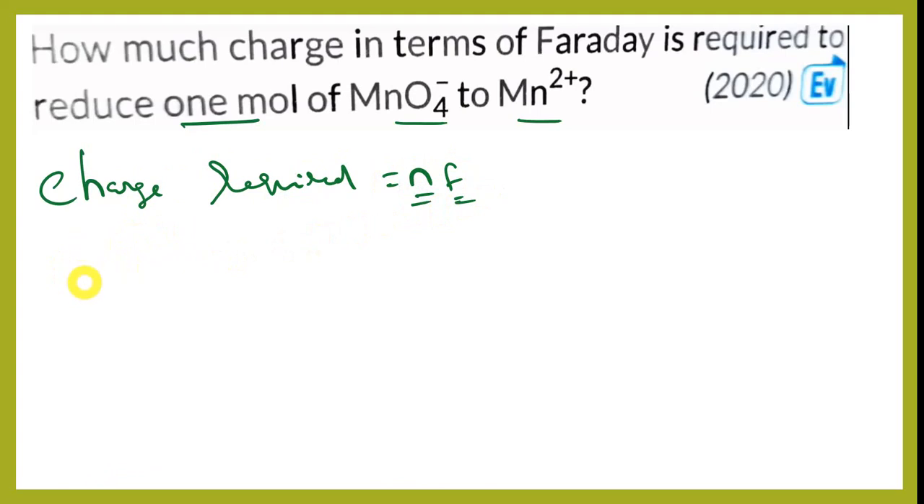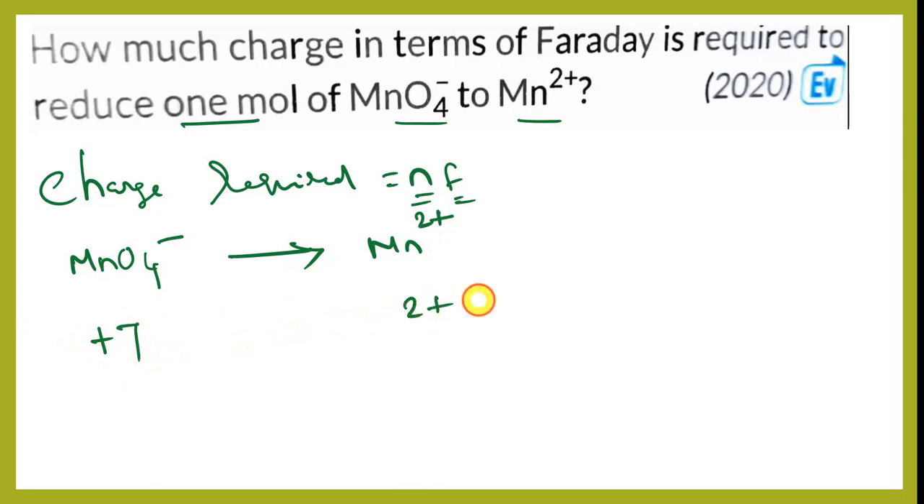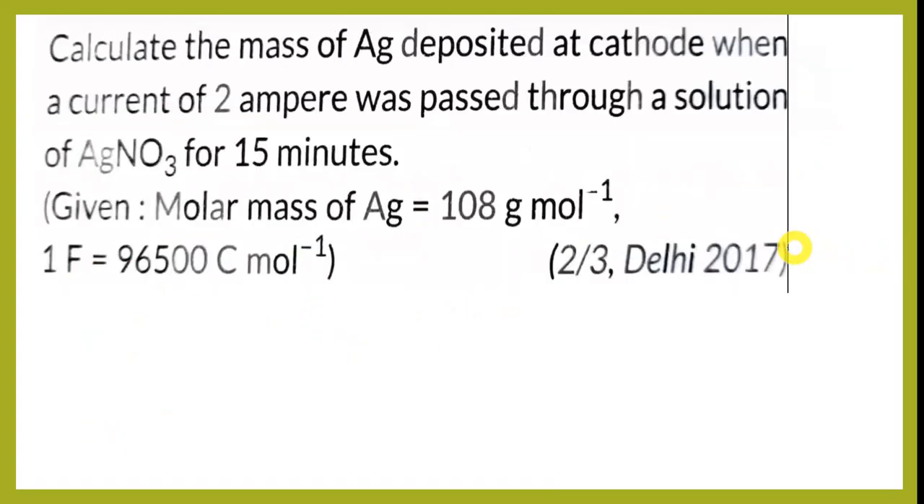So MnO4 minus has gone to Mn2 plus. Here the oxidation state is +7, and here the oxidation state is 2 plus. What is the difference in electrons? 5 electrons. So n is equal to 5 here. Faraday we know the value, so that is equal to 5 into 96500. So that is the answer here. Check out the answer, and next question.